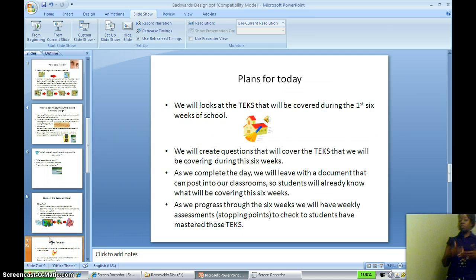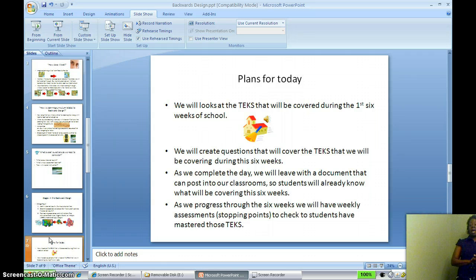Now, our plans for today. What we want to do is look at our TEKS at the second grade level, and the TEKS that we want to cover during our first 6 weeks of school, because that's going to be our starting point. That's going to be what helps us get our trip off to a great start.